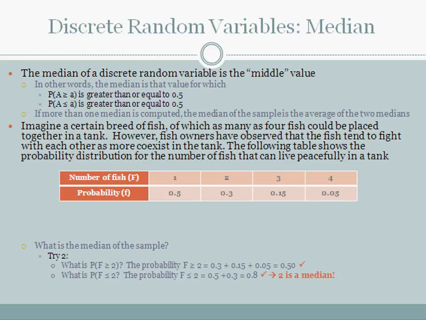What about the probability that the number of fish is less than or equal to 2? In this case, we sum the probabilities of having 1 or 2 fish, which is equal to 0.5 plus 0.3. This is equal to 80%, which is greater than 50%. Thus, 2 is a median for the sample.